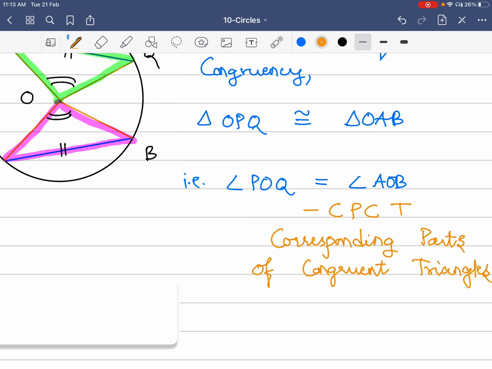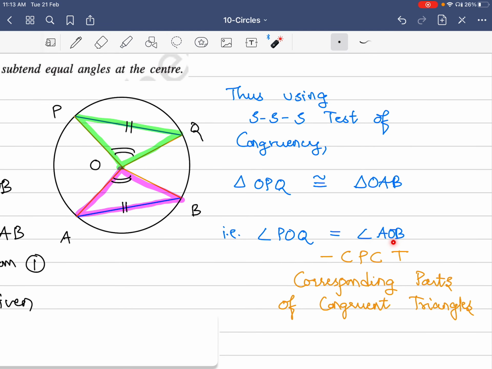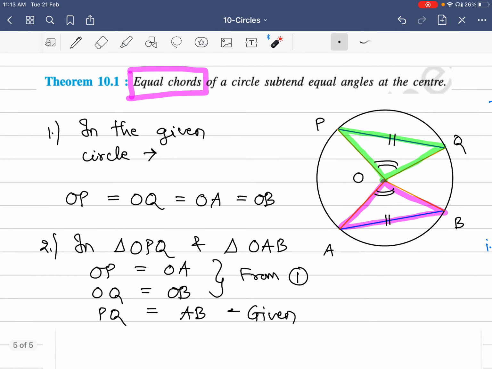Very important that this angle, let's zoom out, this angle POQ is equal to angle AOB because they are corresponding parts of congruent triangles. And that's it. We have proved our theorem. Let's come back to the theorem. The theorem reads that equal chords of a circle subtend equal angles at the center. So yes, these angles subtended by these equal chords are equal to each other. A very simple and straightforward theorem, but also very interesting and important, which we'll use to prove lots of exercises and unsolved problems in the future.